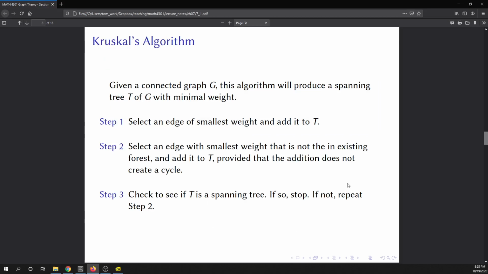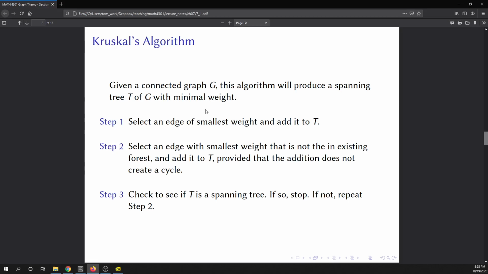And what we want to do, a fundamental problem in this area, is to find a spanning tree of a weighted graph that has the smallest weight. The graph has to be connected, right? And so one of the algorithms that you can use for this is called Kruskal's algorithm. Given a connected graph G, this algorithm is going to produce a spanning tree T of G with the smallest possible weight.